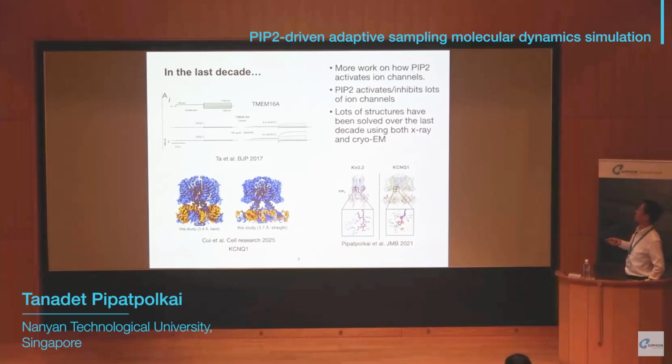such as the Kir2.2, which was done by Rod MacKinnon's lab, and KCNQ1, which was done by Ji Sun and many others. And they show that PIP2 doesn't just stick to the channel, but they also induce key conformational changes to the channel. So the channel is not just having PIP2 stuck there, forming a normal lipid, but it is also involved in the conformational change and the gating of ion channels. In some channels, PIP2 is also involved in an inhibitory role.